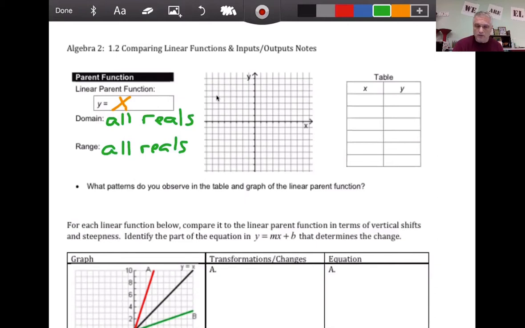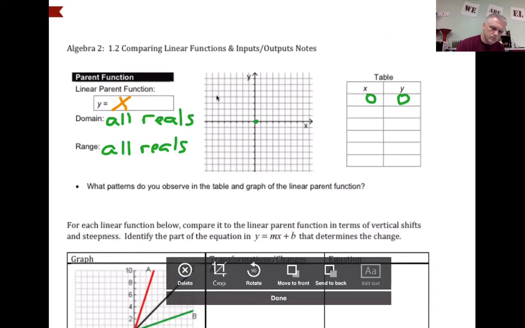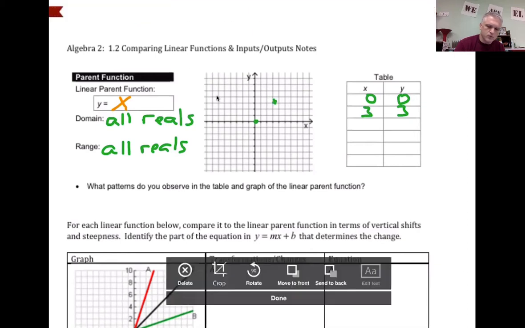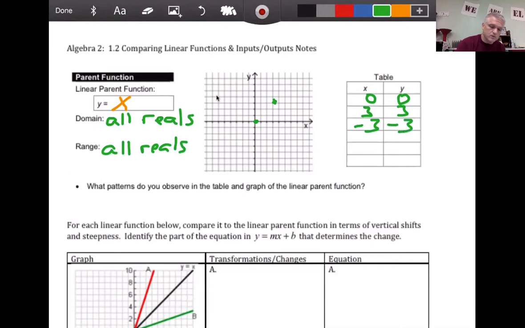Now, what does it look like? Well, y equals x, because y and x are the same. Let's do the table first. Whatever x is, y is equal to it. So we know that if x is 0, y is 0, which means that the line goes through the origin. If x is 3, y is 3. If x is -3, y is -3. And you could go 5, 5, go -5, -5, and you would still be on the same line.